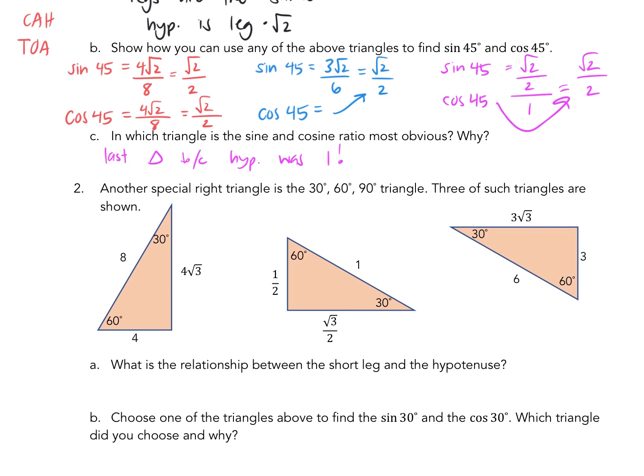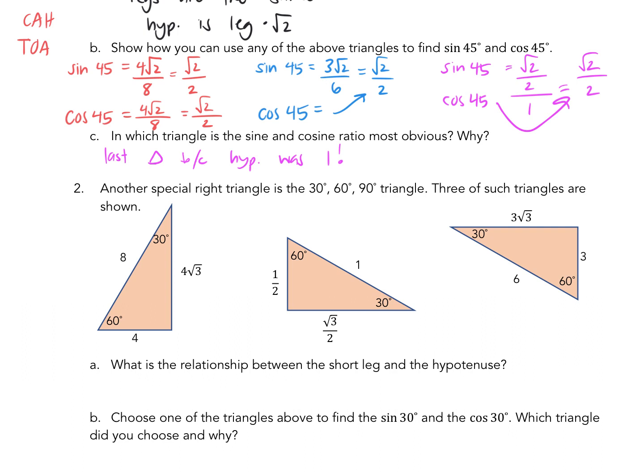Okay, we also talked about 30, 60, 90 triangles in geometry. 30, 60, 90 triangles have a special relationship between the short side, the long side, and the hypotenuse. When I say the long side, I mean this side length right here. That's a leg. I know technically the hypotenuse is the longest side, right? But my 2 legs, how are those related to my hypotenuse? Talk about it with your neighbor for a minute and then answer question A.